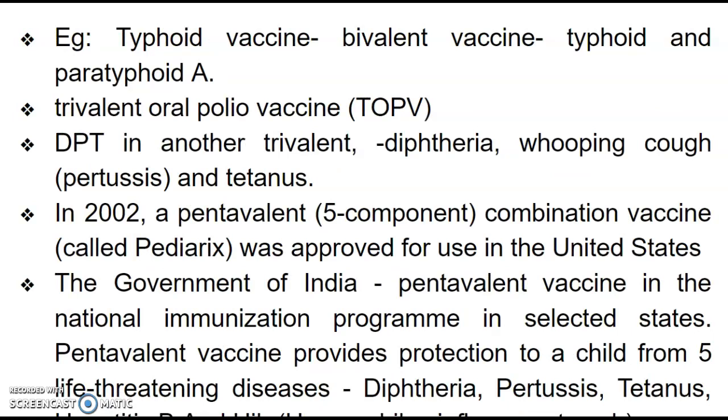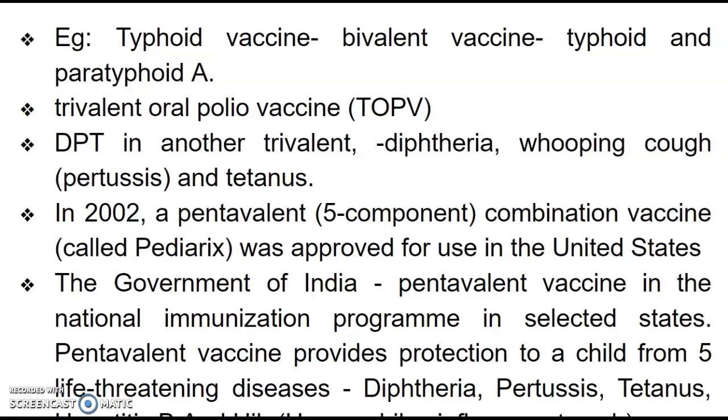Example, typhoid vaccine. It is a bivalent vaccine, that is it gives protection towards typhoid and paratyphoid A. Trivalent, another example is the trivalent oral polio vaccine, TOPV. It is being worked out in the US. Next, another trivalent example is DPT, which gives protection against diphtheria, whooping cough, that is pertussis, and tetanus.